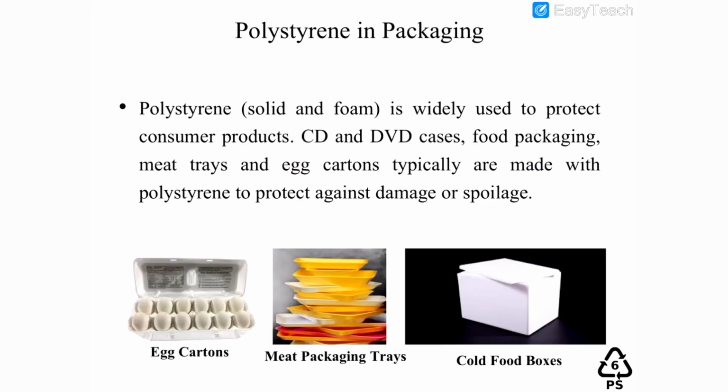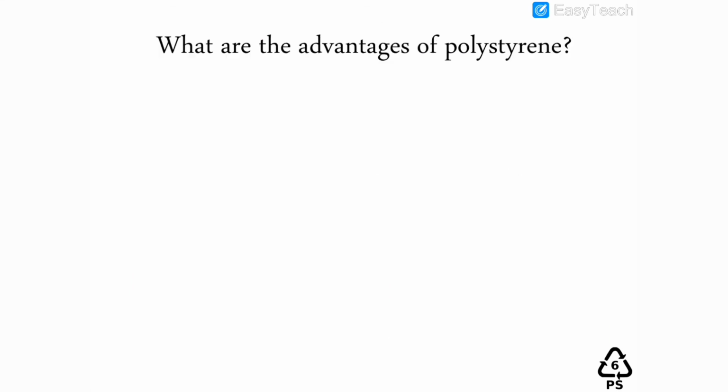Another wide application of polystyrene is in packaging. Polystyrene is widely used to protect consumer products. CD and DVD cases, food packaging, meat trays, and egg cartons typically are made with polystyrene to protect against damage or spoilage. These are the applications, synthesis, and properties of polystyrene.